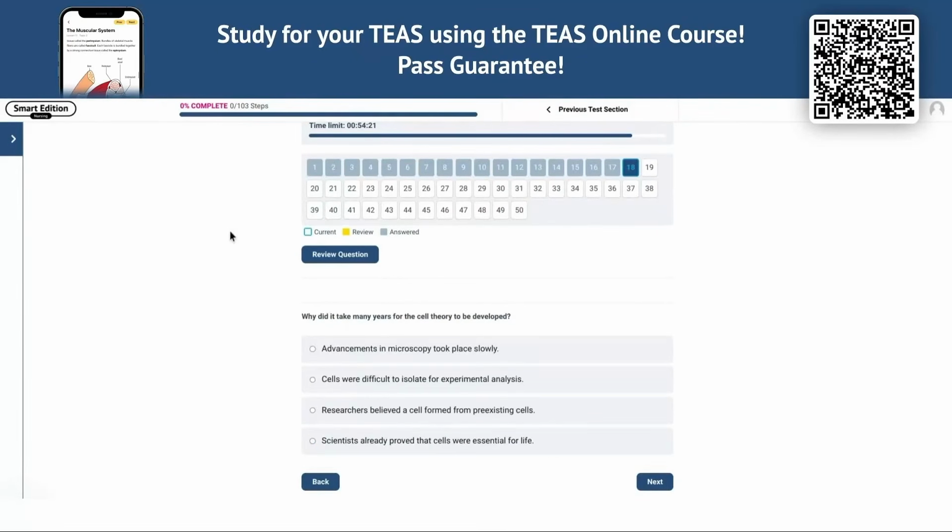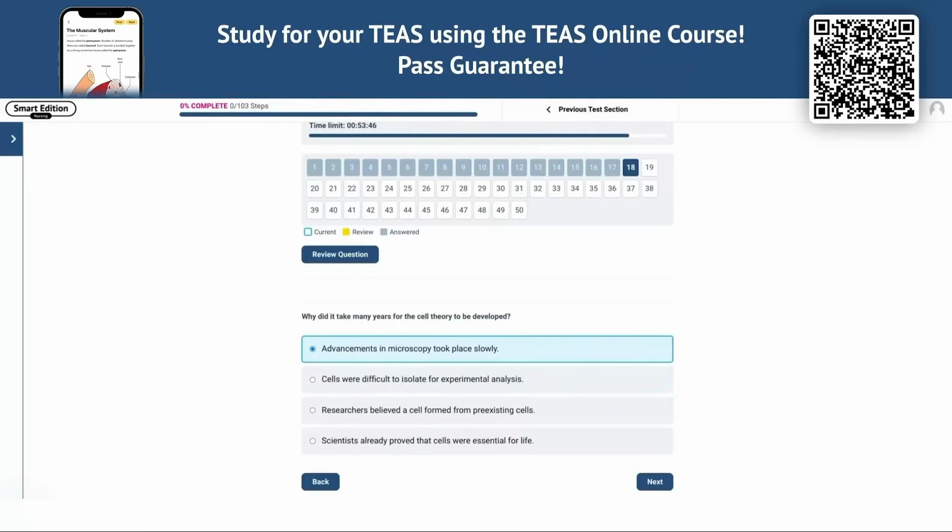Why did it take many years for the cell theory to be developed? Advancements in microscopy took place slowly. Cells were difficult to isolate for experimental analysis. Researchers believed a cell formed from pre-existing cells, or scientists already proved that cells were essential for life. Okay, the correct answer here is advancements in microscopy took place slowly.